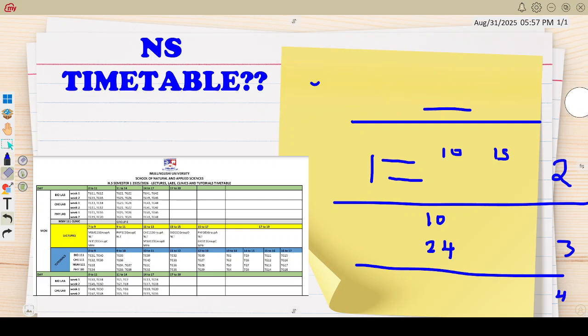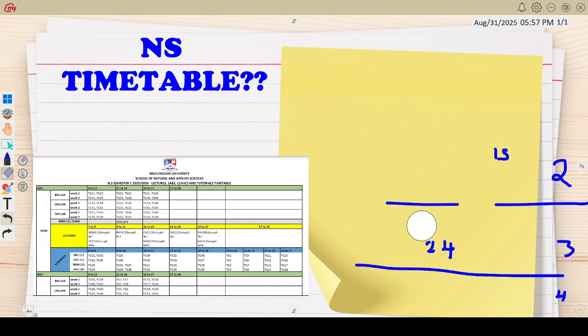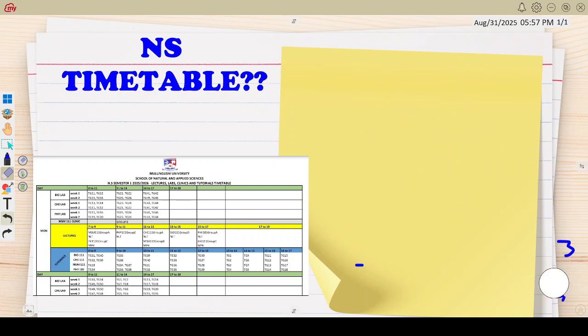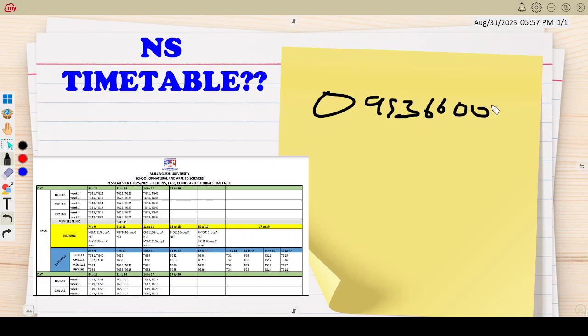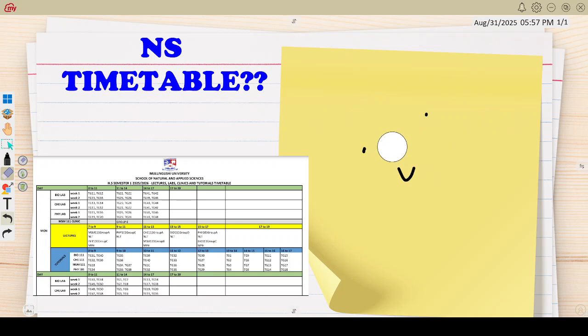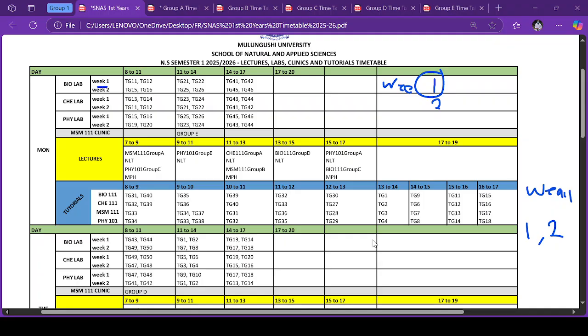But if you are still not understanding this, there's no problem at all. I don't mind explaining it over and over, especially that you have specific TGs. So you just inbox me there. I will gladly respond. So that is on the weeks. I just wanted to explain on the weeks.